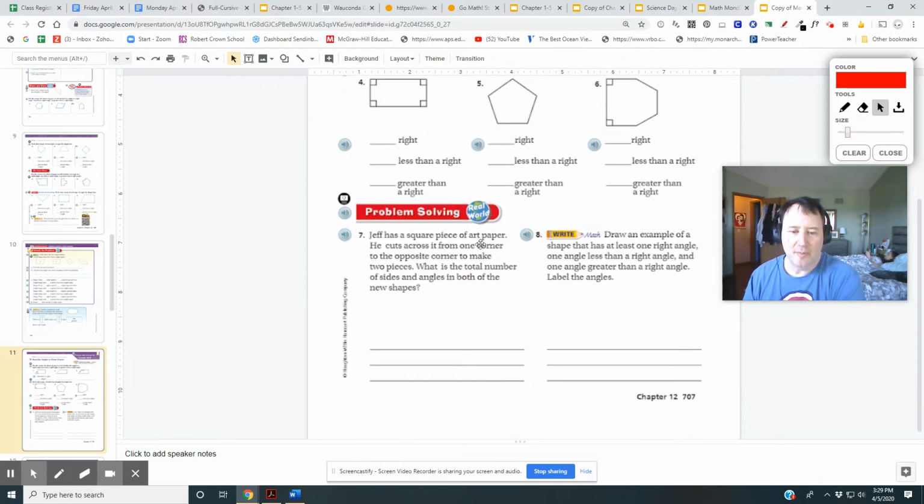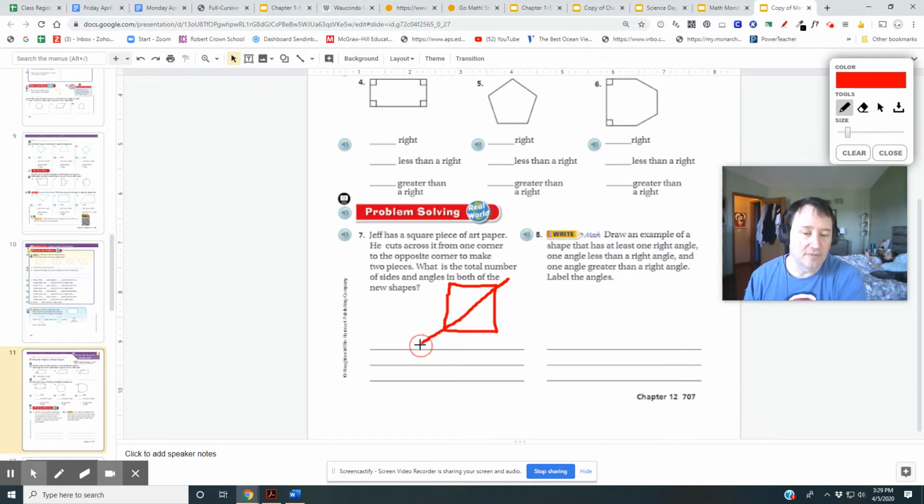Jeff has a square piece of art paper. He cuts across it from one corner to the opposite corner to make 2 pieces. What is the total number of sides and angles in both of the new shapes? Well, I'm going to draw a picture. With geometry, it's good to draw pictures because geometry is the study of shapes. So you need to draw the shape sometimes to help you figure it out.